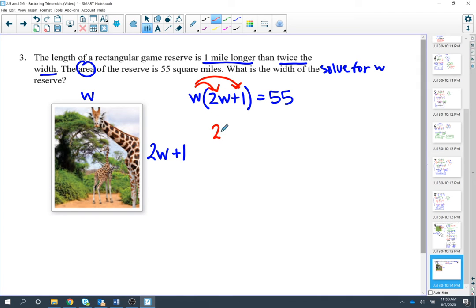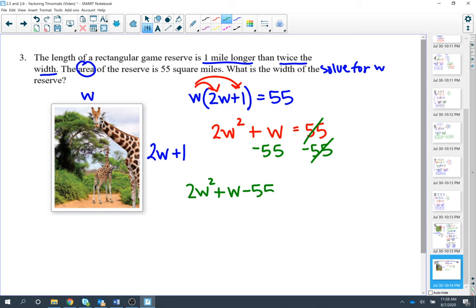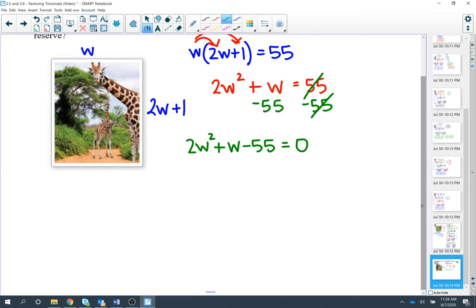2W times W, 2W squared, plus W times 1, W, equals 55. Now I can subtract my 55, and even now, can that 55 subtract from anything? No. This is a W squared, this is a W, this is a constant. So we're just going to write them as 2W squared plus W minus 55 equals 0. Now at least I have this thing equal to 0, so I could use my zero product property. But in order to use my zero product property, I have to be in factored form. Okay, so now we factor.